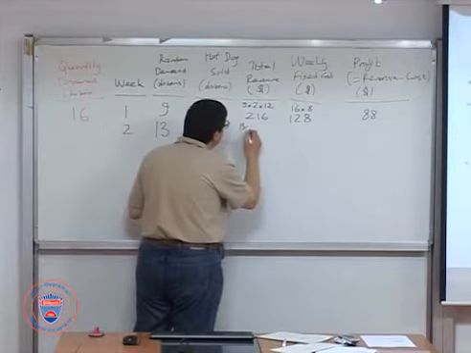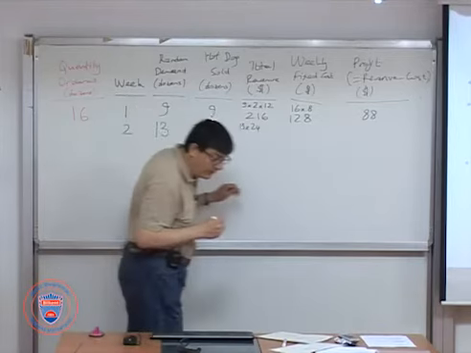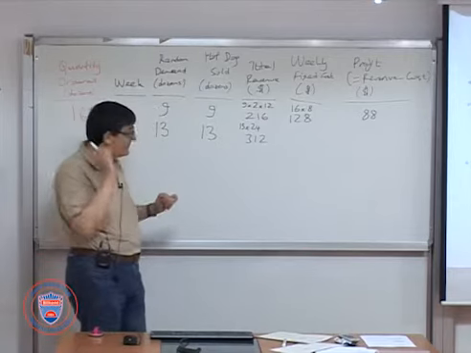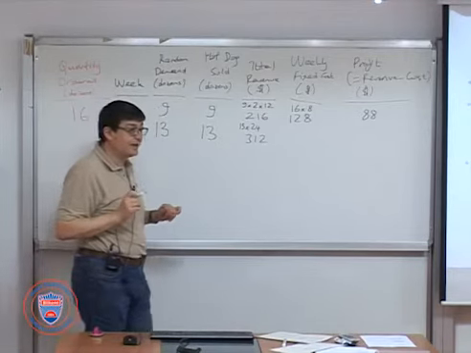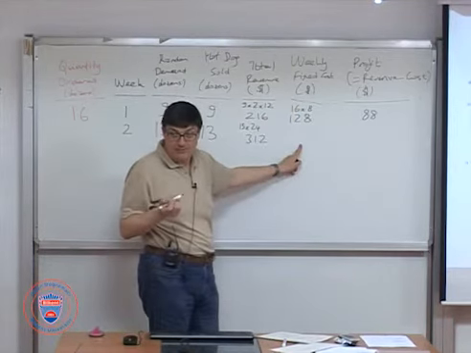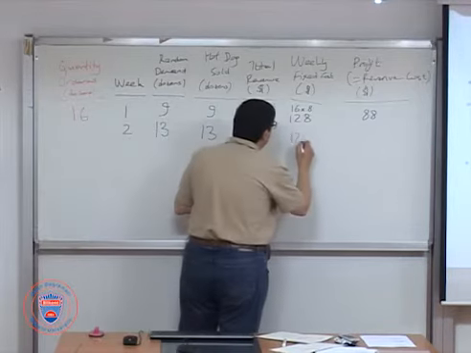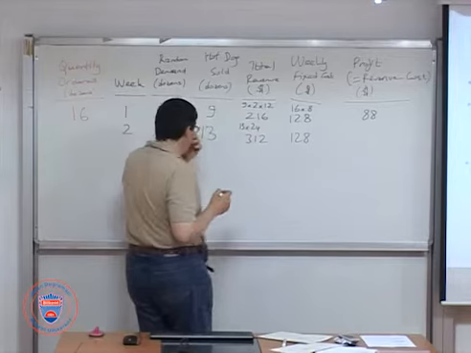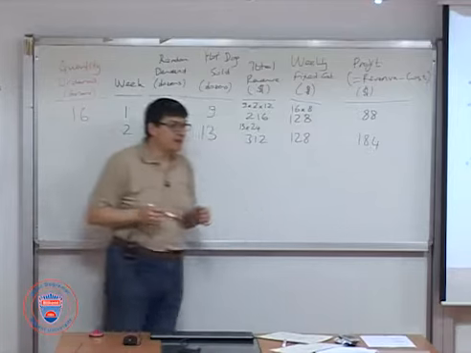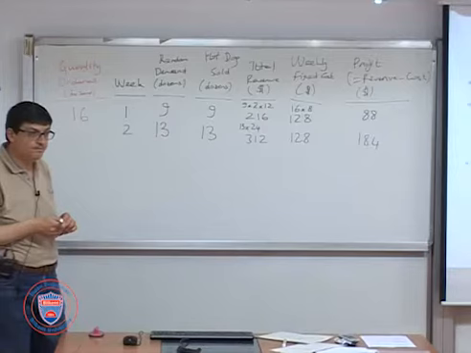Now here I have 13 times 24 this time. So 13 times 24 is going to be $312, if I didn't make a mistake. Okay? And of course, the weekly fixed cost is going to be the same because I am prepared for 16 dozens. So this is going to be 128. As a result, I'm going to have $184 as my profit. Okay?